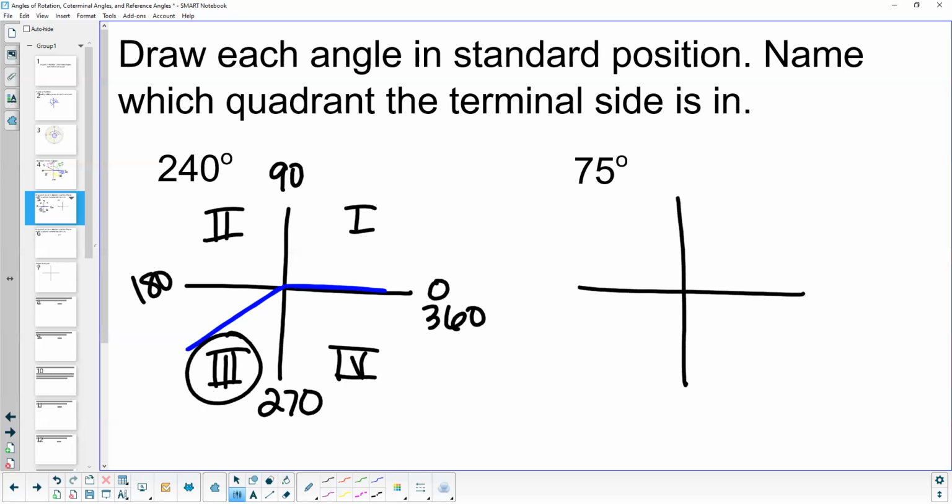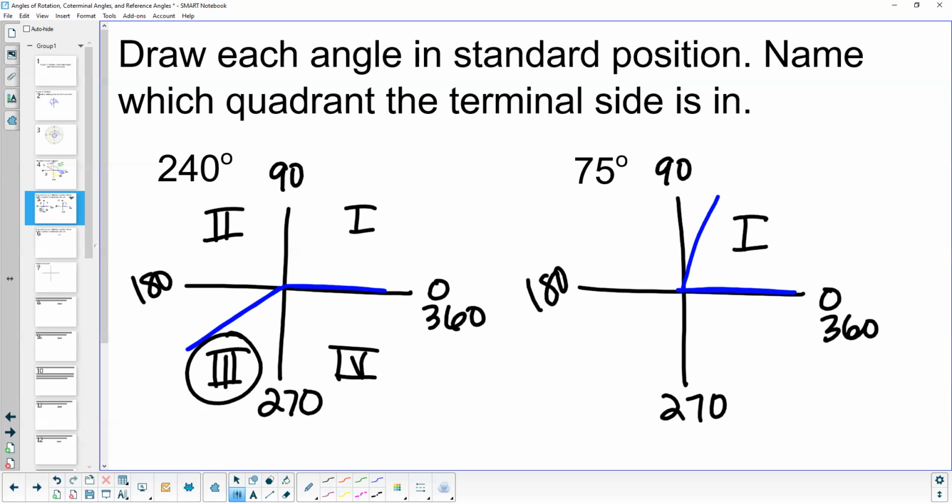We're going to do it the exact same way. So we've got 0, 90, 180, 270, 360. We start with our initial side, and where does our terminating side go? Well, our terminating side is going to be between 0 and 90 because it's at 75. So it'll be over here, and that is quadrant 1. Awesome. So that is how we can do it when they are positive.